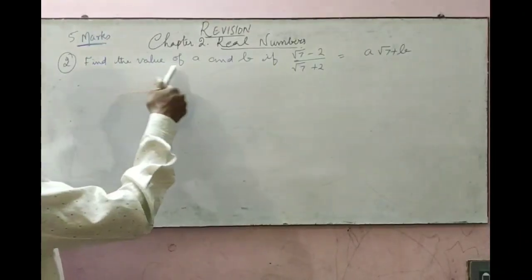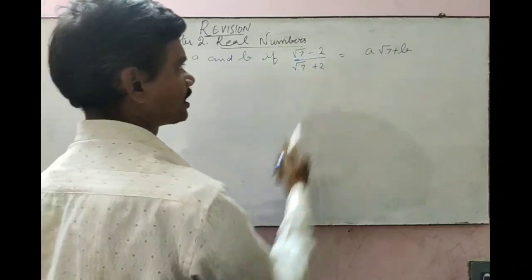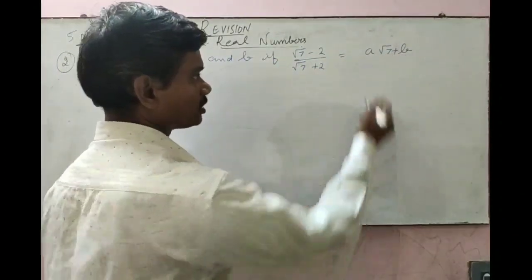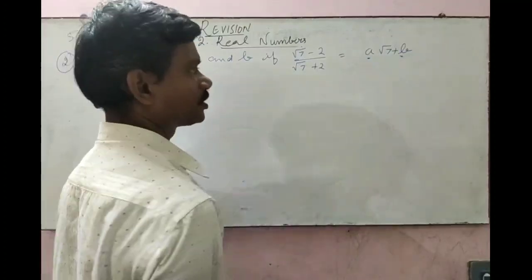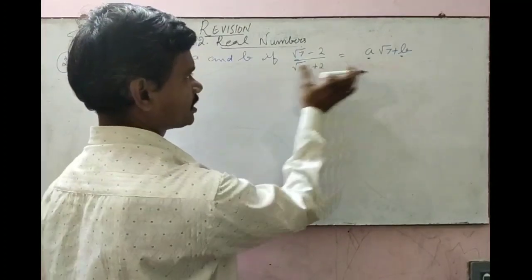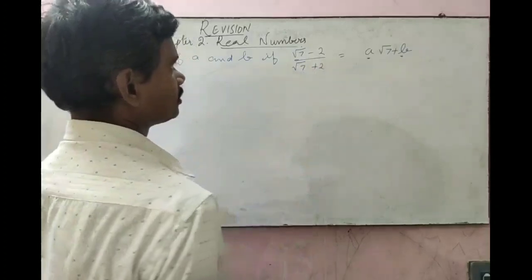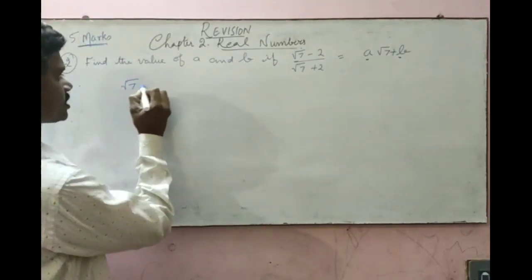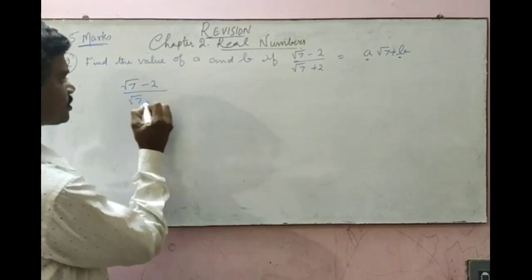In the second sum, find the value of a and b if root 7 minus 2 by root 7 plus 2 is equal to a root 7 plus b. Here you have to find the value of a and b. Before that, you have to bring this irrational number to this form. So I am going to take this number, root 7 minus 2 by root 7 plus 2.